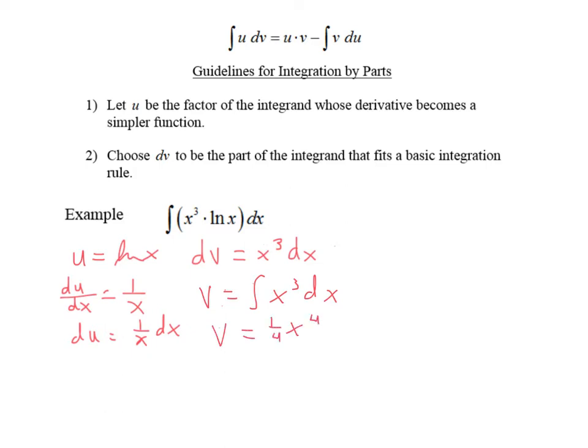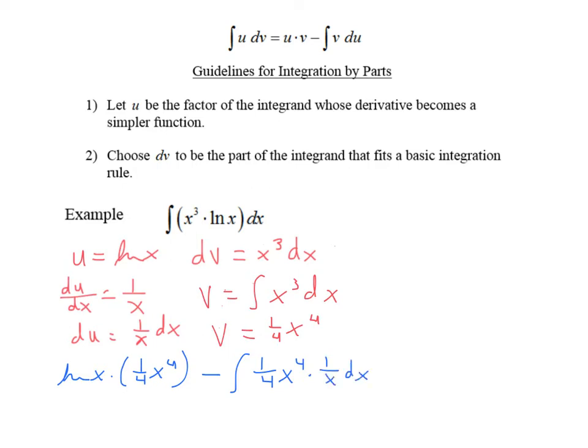So let's try plugging in our u's and our dv's and v's and all that. We need u times v, so we'll have the natural log of x times 1/4 x to the 4th. And then minus the integral of our v, so 1/4 x to the 4th. And then we need our du, and our du was 1 over x dx, so times 1 over x dx.